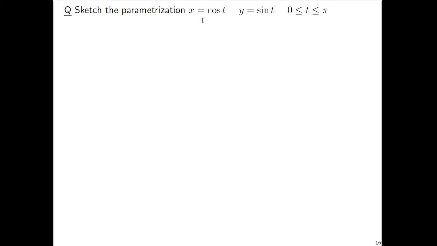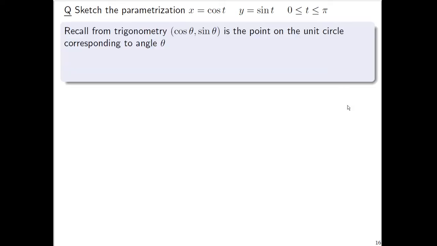All right, let's talk about the parameterization of x equals cosine t, y equals sine t, t going from 0 to pi. Now this is not going to be a line segment like what we just looked at because of these cosines and sines. In fact, if you recall from trigonometry, the point cosine theta comma sine theta is the point on the unit circle corresponding to the angle theta.